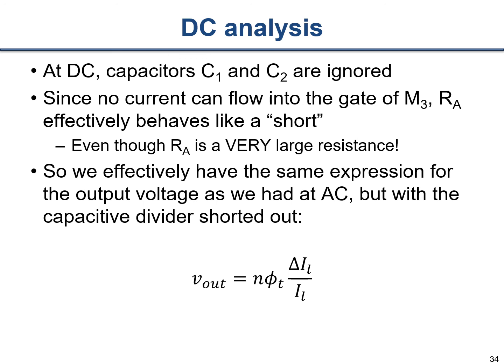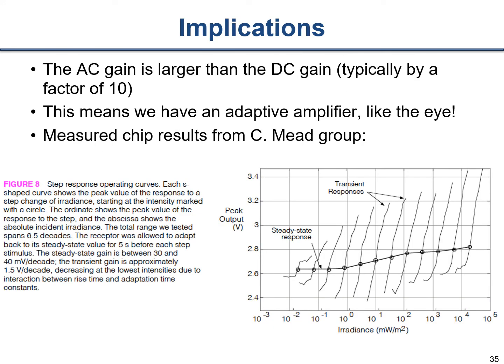So for DC, this means that we basically have the same expression for the output voltage as we had for AC, but without that capacitive divider ratio. So we basically just have this expression here. Okay. So depending on the size of C1 versus C2, this basically means that we get a larger AC gain than we would get for DC gain. What this means is we now have an adaptive amplifier, just like the eye. We have something that has larger AC gain than it has DC gain.